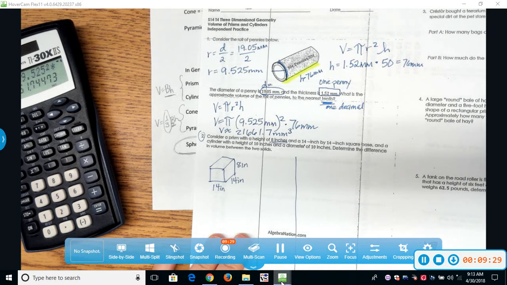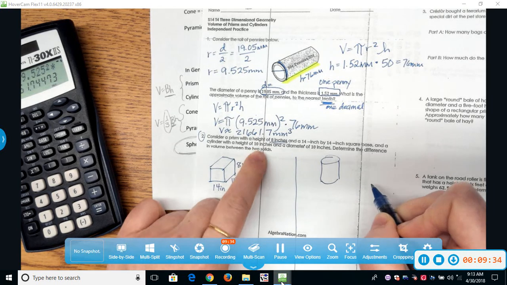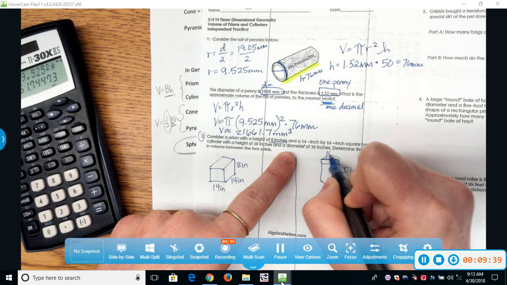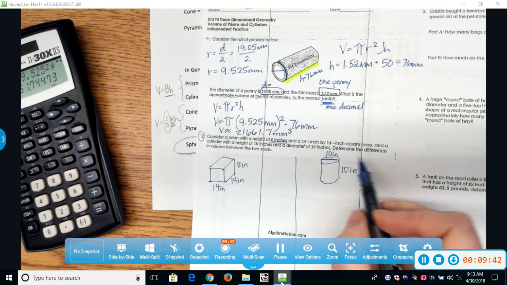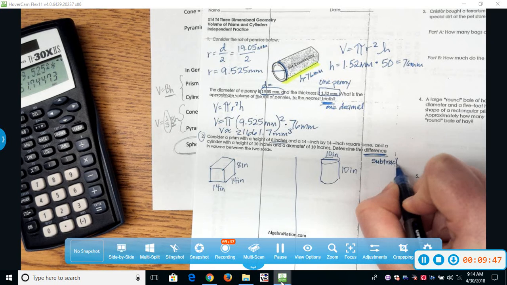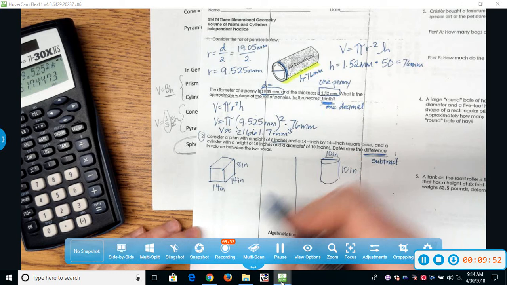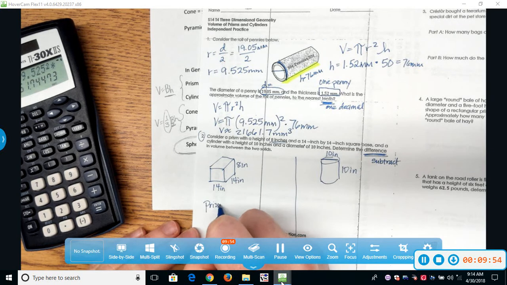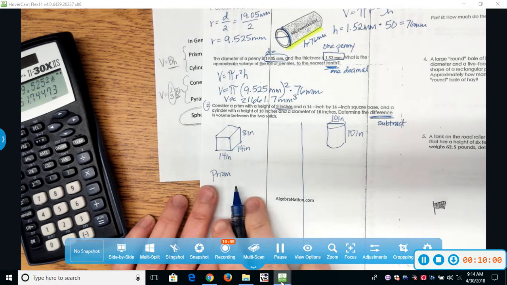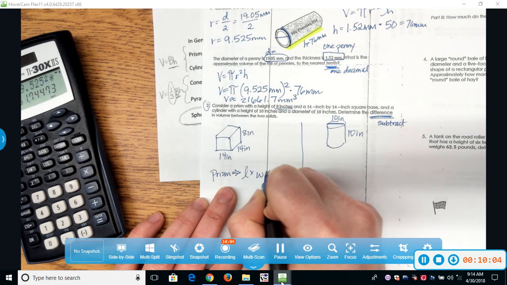And then you're also comparing this with a cylinder, okay? The cylinder height is 10, and your diameter is 10. And it says determine the difference, so we're going to subtract in order to find the difference between the volumes of these two things. Prisms, especially squares and rectangles, these are nice and easy. Length times width times height.